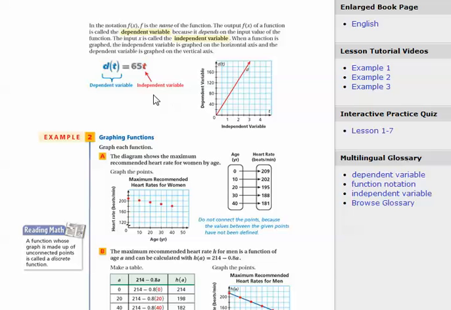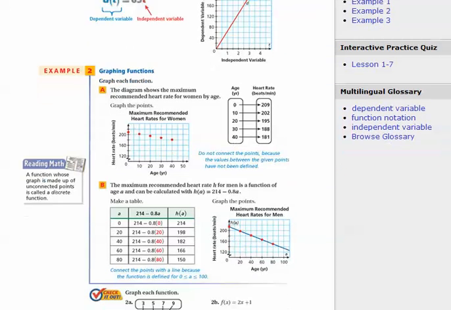The dependent variable, because it depends on what we plug in, the dependent variable is the y. It's what we get out. All right, so we have independent variable the x and the dependent variable the y.